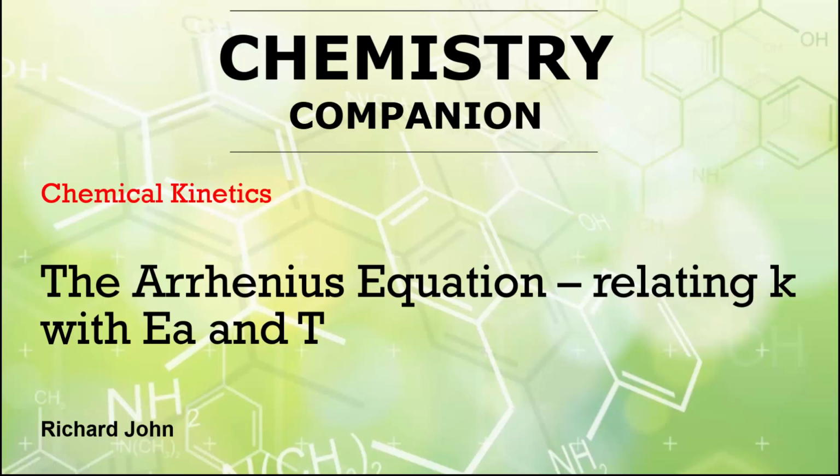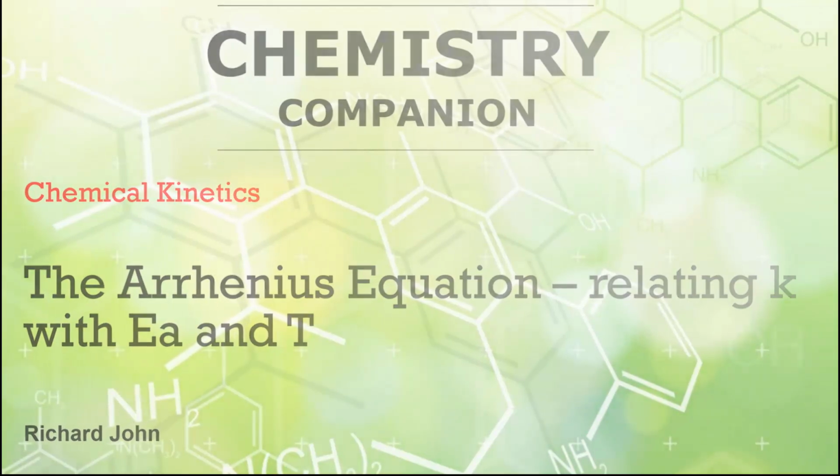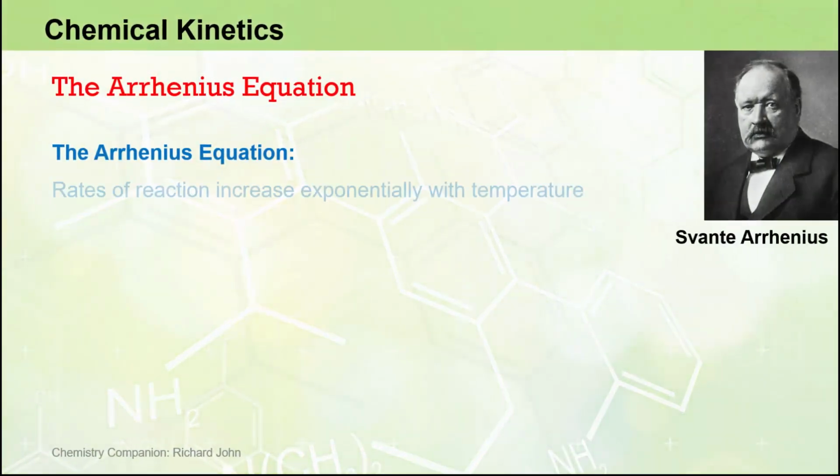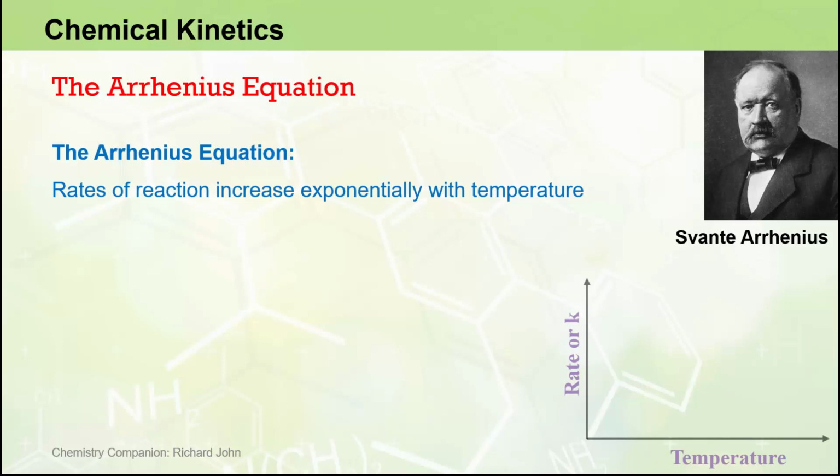In this video, we look in more detail at the Arrhenius equation, which relates the value of a rate constant to both the activation energy and temperature. Svante Arrhenius, who received the 1903 Nobel Prize in Chemistry for his work on dissociation of ionic compounds in aqueous solutions, was also the first to recognize that rates of chemical reactions generally increase exponentially with temperature.